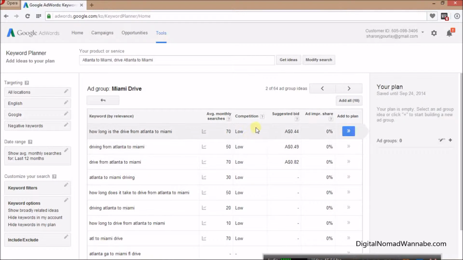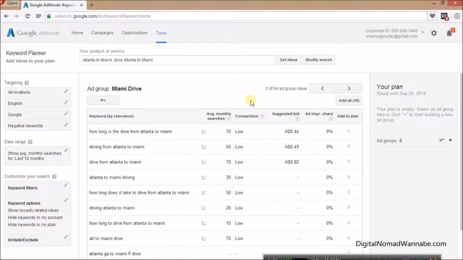The other thing that I think some people get confused with is this competition. Now, this competition isn't the competition to rank for that keyword, okay? It's nothing to do with it. It's actually just referring to how competitive it is to try and have an advertisement for that key term. Okay, so if we were going to pay Google to have us come up at the top for one of these terms, they're all low, so it's not very competitive for that.